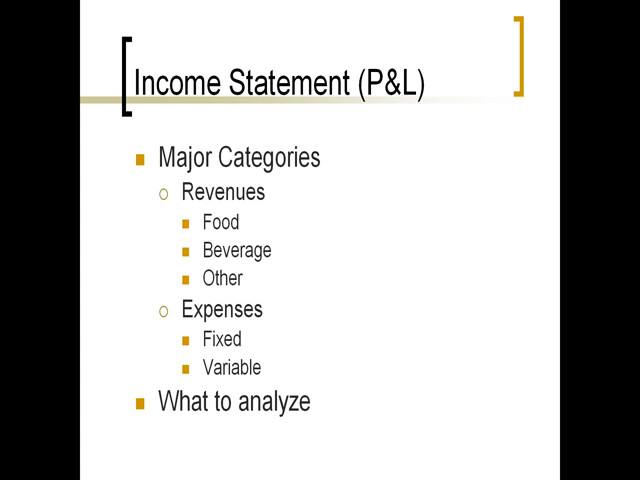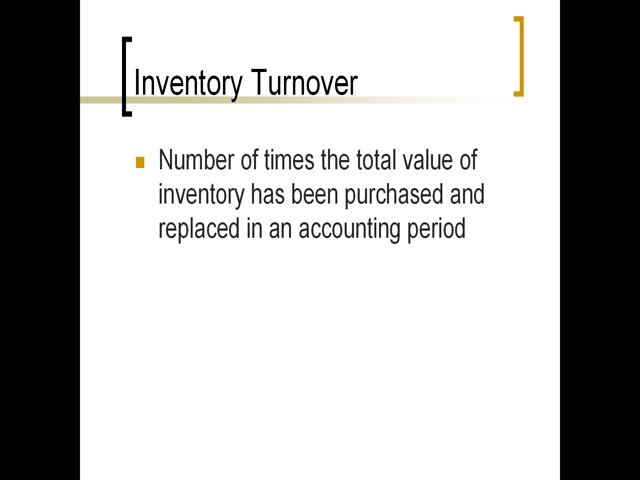We talked about figuring out food costs. Another assessment that we want to look at is inventory turnover. Essentially what that means is the number of times the total value of inventory has been purchased and replaced in an accounting period. A lot of times when we talk about inventory turnover, we're going to talk about for a year, so annual inventory turnover. And it's going to vary depending on the operation, maybe as low as like 6 or 8, and up to 30 or 40.